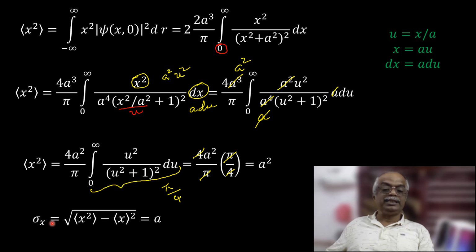Now what is sigma x? By definition, sigma x is equal to the square root of the expectation value of x squared minus the expectation value of x, whole squared. We have seen the expectation value of x is 0, so this will be 0. So naturally sigma x is the square root of the expectation value of x squared, which is nothing but a. We have found sigma x. We have to find sigma p also.